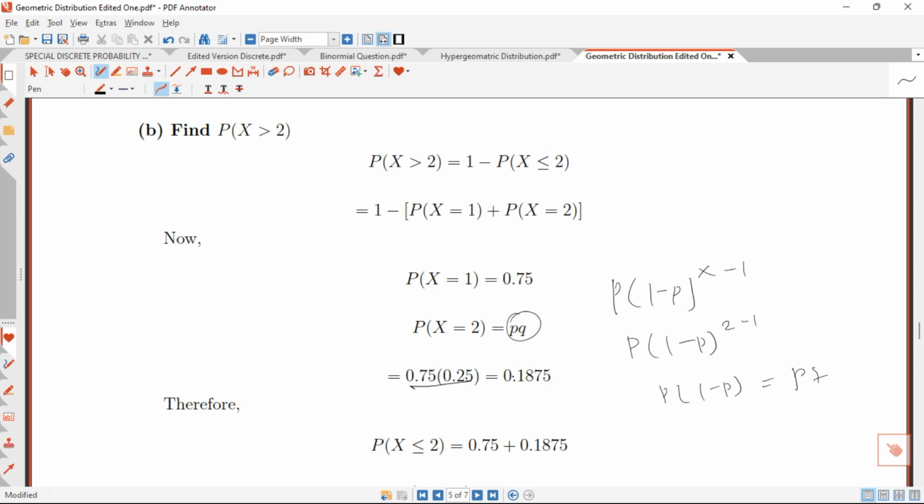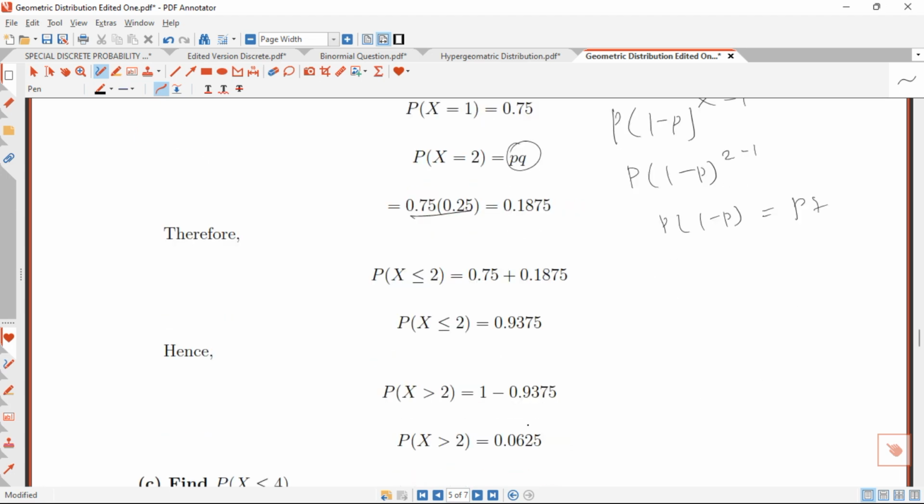Once you multiply, we are going to get 0.1875. We are going to add 0.75 plus 0.1875 to get our answer, which is 0.9375. But here we have to subtract it from 1 to get the probability that x is greater than 2, of which our answer will be this one.